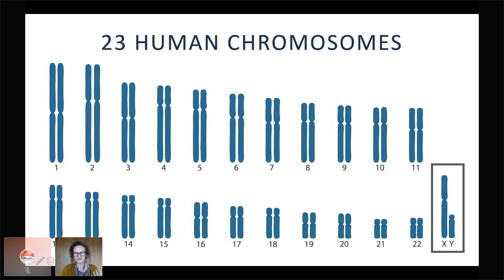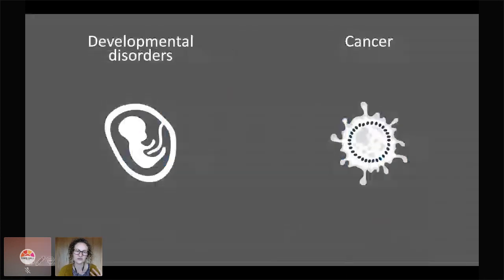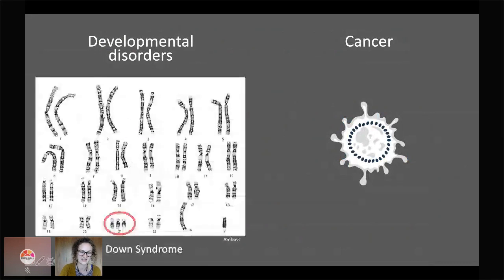If either of these things go wrong, this can lead to two groups of issues in humans. First is developmental disorders, if there are issues in cell division during development. An example of this is Down syndrome. This is also known as trisomy 21, and this is because these individuals contain an extra copy of their 21st chromosome, showing you that even just one extra chromosome can actually have a large impact on an entire organism.